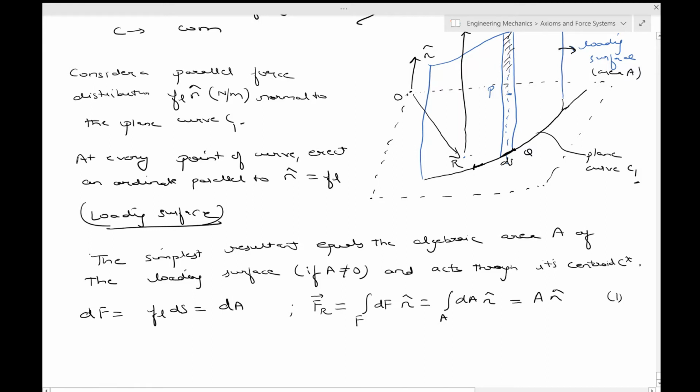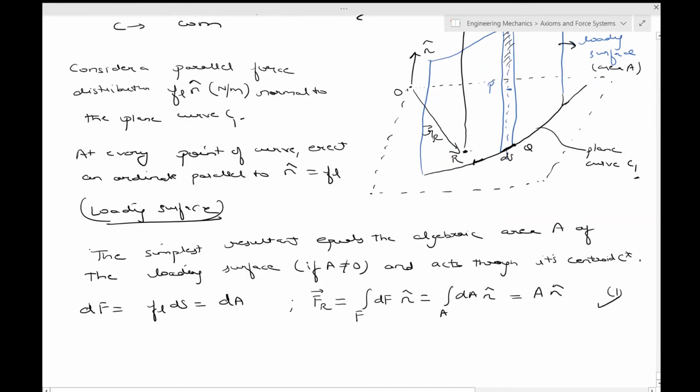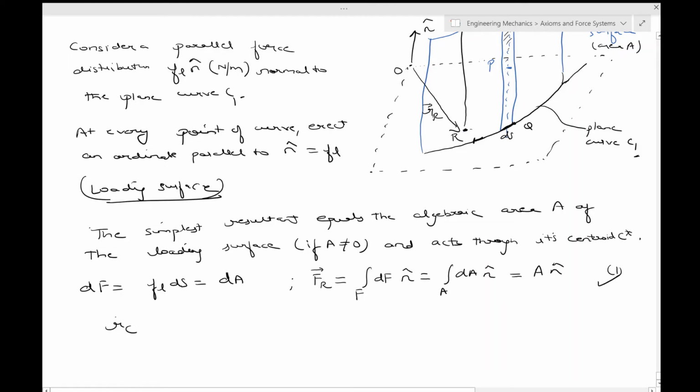Now the next point is to find its position. Let's do it first of all in terms of the centroid. The statement says that the simple resultant equals the algebraic area of the loading surface. That part we have shown, and it acts through its centroid. So we have to write the position of R in terms of the centroid. This is the R, and the resultant is acting over here. We have to find this position R. So let me first define the centroid, RC star.